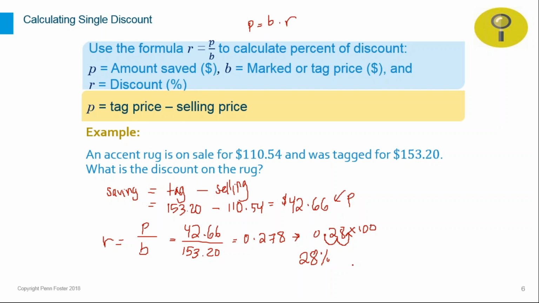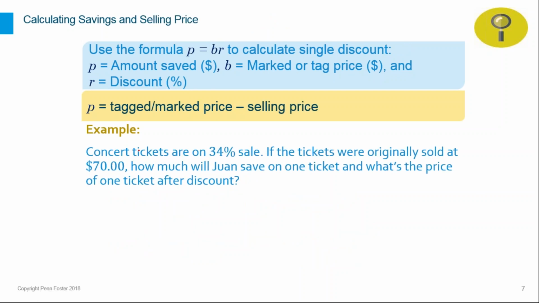Let's look at another example. Concert tickets are on 34% sale. So now we have R. Right away, when we read the question, we need to extract the information. R is the rate. It is the percent. It is the discount. If the tickets were originally sold, that means the tag price. Originally sold at $70, that's the B, base.